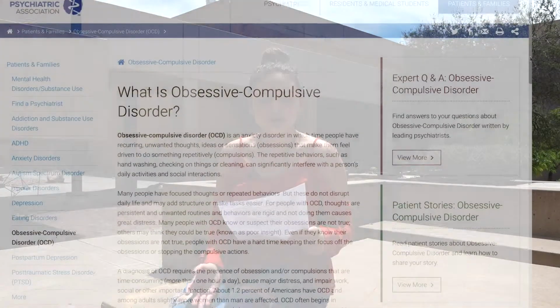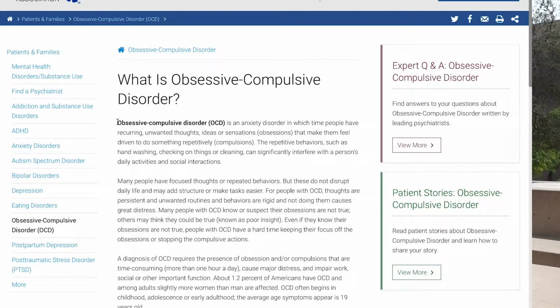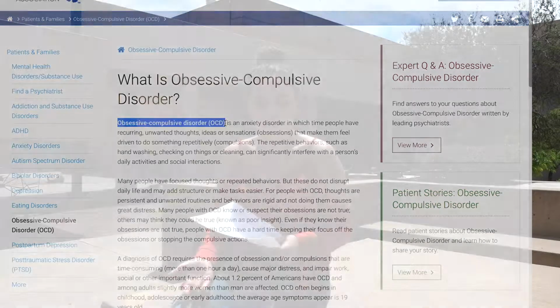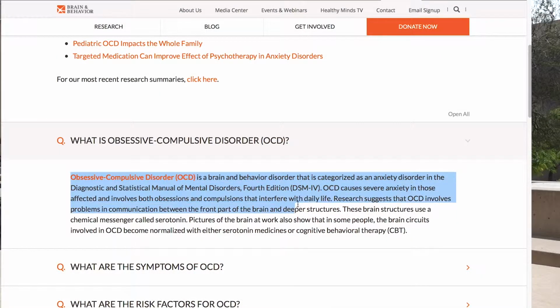It is an anxiety disorder in which people have recurring unwanted thoughts, ideas, or obsessions that make them feel driven to do something repetitively, also known as compulsions. Another definition is a brain and behavior disorder that is categorized as an anxiety disorder in the DSM-IV. OCD causes severe anxiety in those affected and involves both obsessions and compulsions that interfere with daily life. So pretty much, that's what it says. You're obsessed to do something repetitively, which is compulsions.